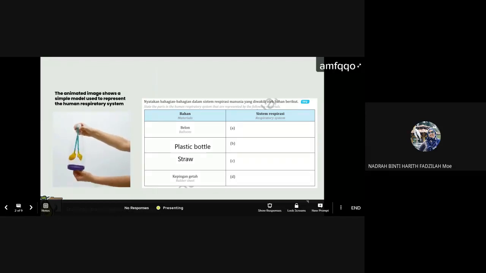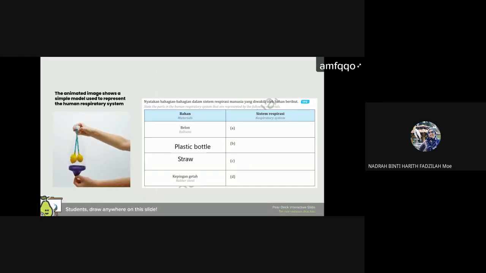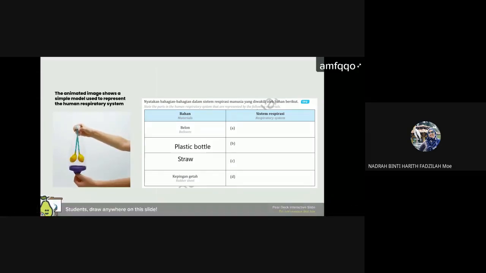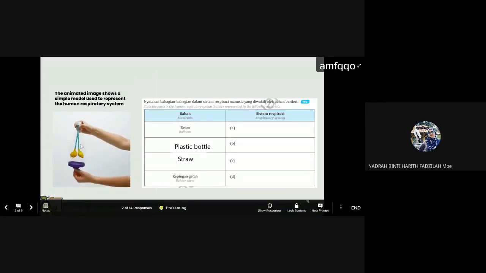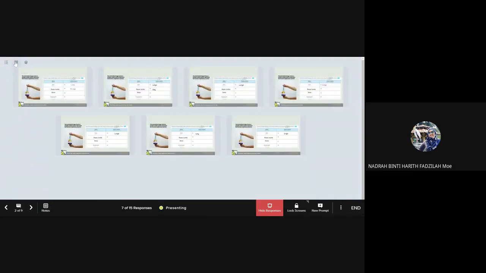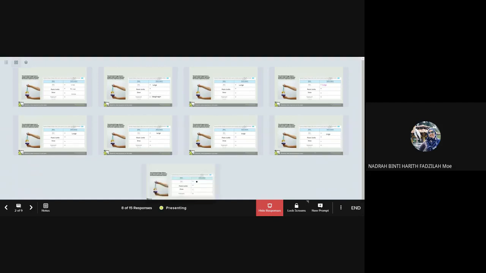So based on the image given, can you identify each part of the model represents what part of our human respiratory system? Cuba tengok pada gambar yang saya tunjukkan. Setiap bahan yang digunakan pada model itu mewakili organ apa pada sistem respirasi kita. Okay. Thoracic cavity. Boleh lupa thoracic cavity. Okay, plastic bottle represents what?